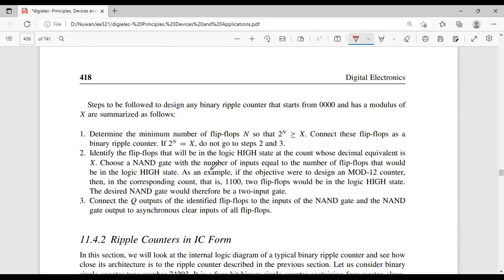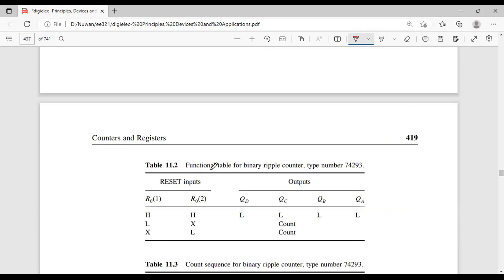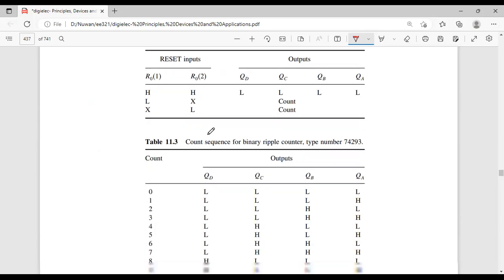So I think we have done one or two designs also. Okay. So maybe you are asked to design a counter that counts 0 to 6. Exactly this kind of design, one or two designs we have done.